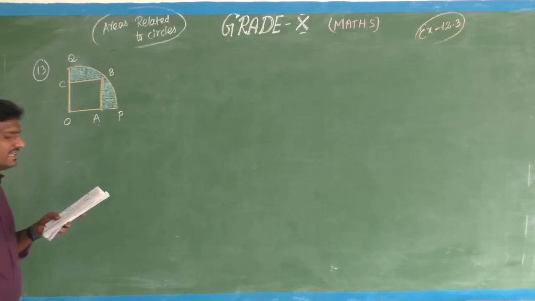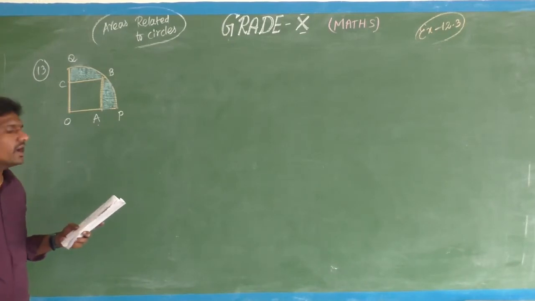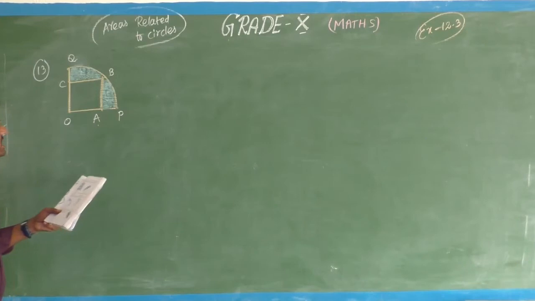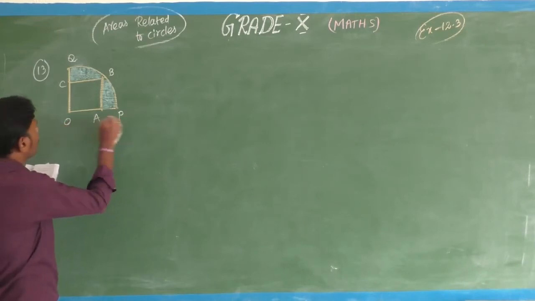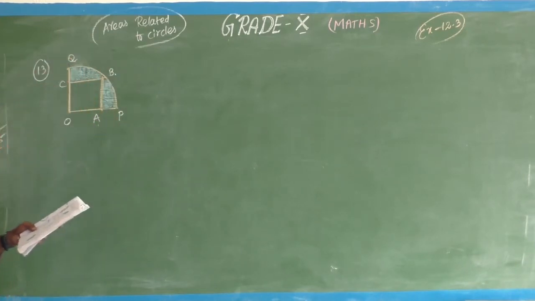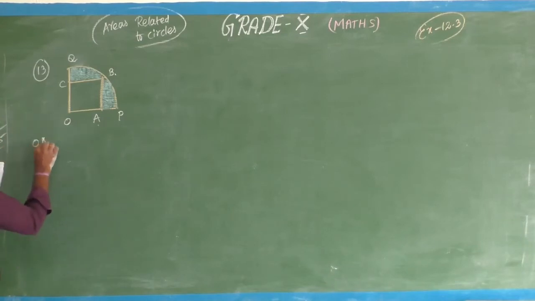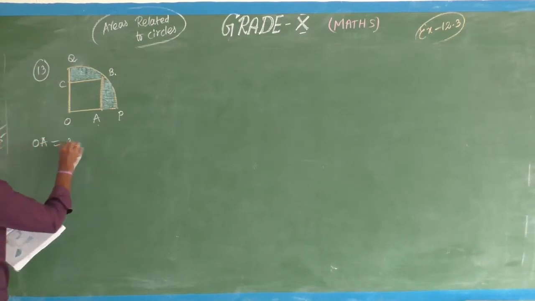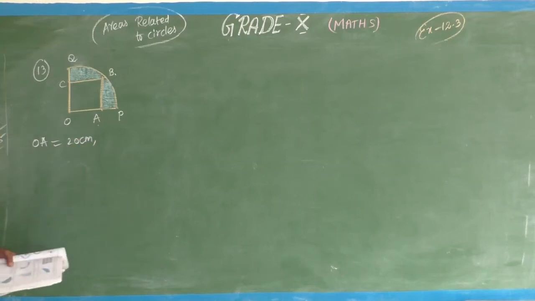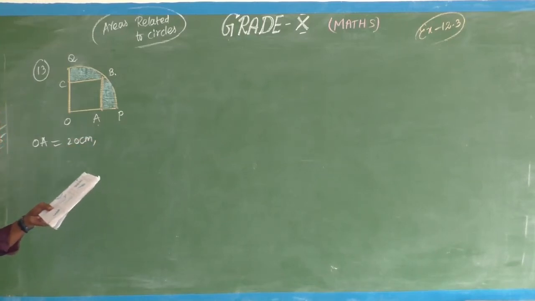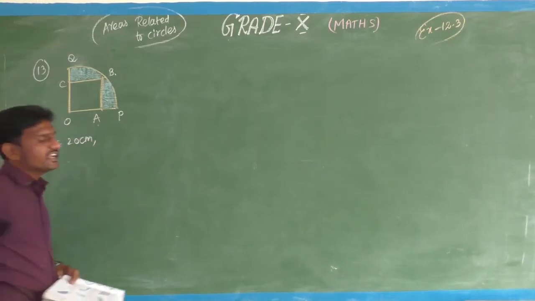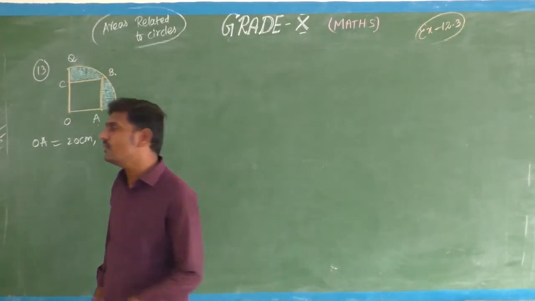OABC is inscribed in the quadrant OPBQ. And one more thing is given: OA is equal to 20 centimeter. Now find the area of the shaded region.